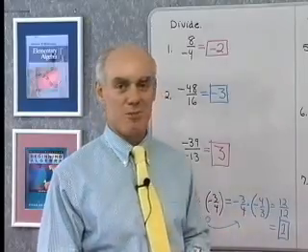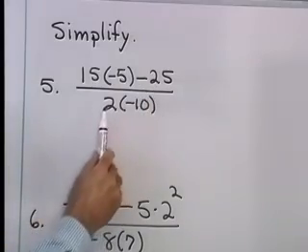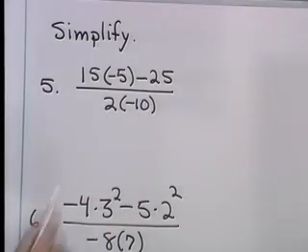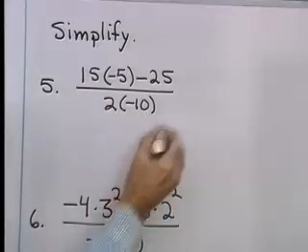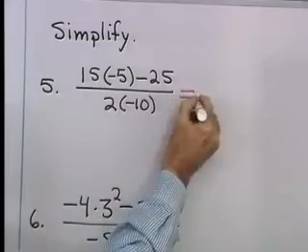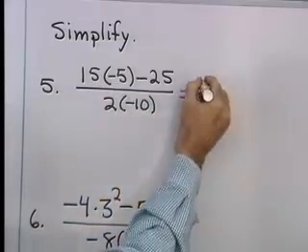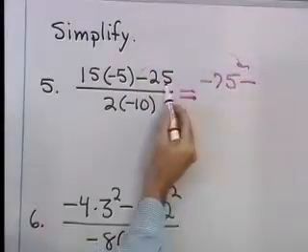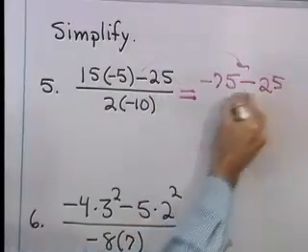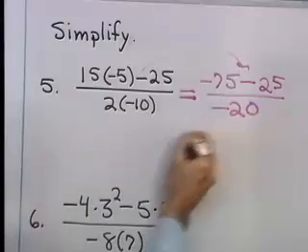Let's look at a problem that's a little more complicated. Problem 5, I have 15 times negative 5, subtract 25, divided by 2 times negative 10. The fraction bar separates the numerator from the denominator. It's like a grouping symbol. So I'm going to simplify in the numerator first. 15 times negative 5 is going to be negative 75. Then I have my subtraction sign here, 25. In the denominator, 2 times negative 10 is negative 20.